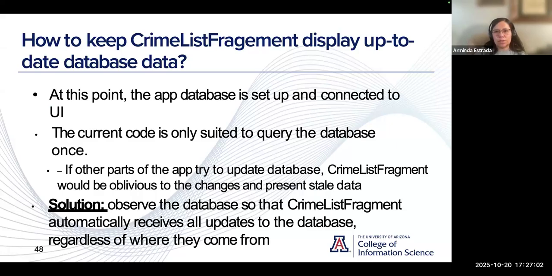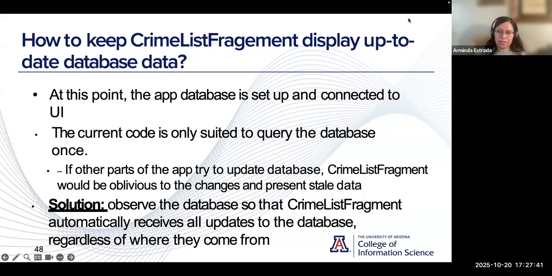So how do we keep the crime list fragment displaying up-to-date database data? At this point, the app is set to connect to the user interface, and the current code is suited to query the database once. If other parts of the app update the database, then the crime list fragment would be oblivious to the changes and present stale data. To fix this, we need to observe the database so that the list fragment automatically receives all the updates to the database, regardless of where they come from.